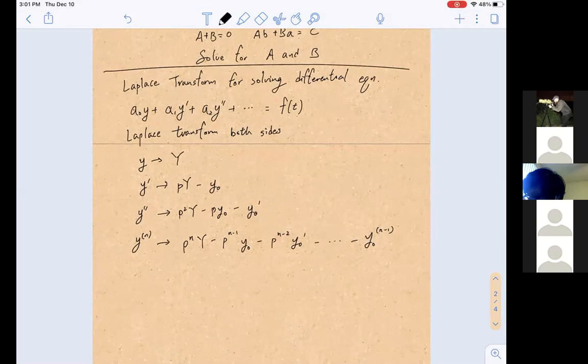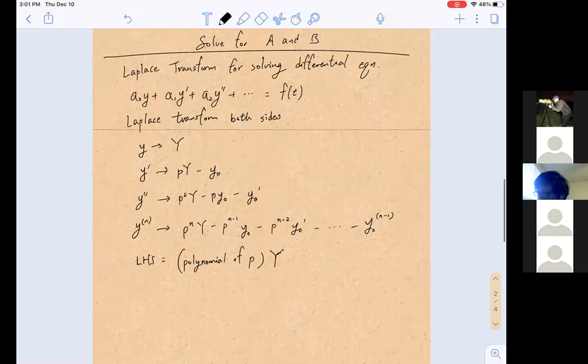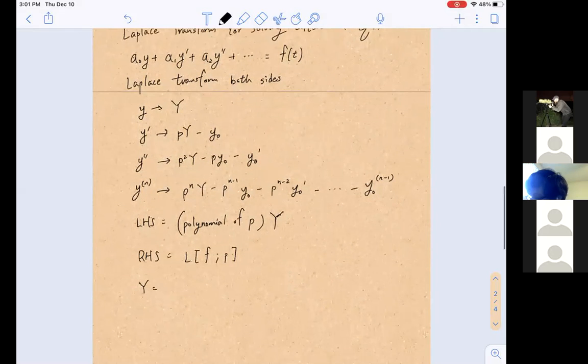So the left-hand side becomes a polynomial of p times big Y. And the right-hand side is just the Laplace transform of f. So that means you can solve for big Y to be 1 over that polynomial times L, the Laplace transform of the right-hand side. This thing has a name. This 1 over polynomial is called the transfer function.